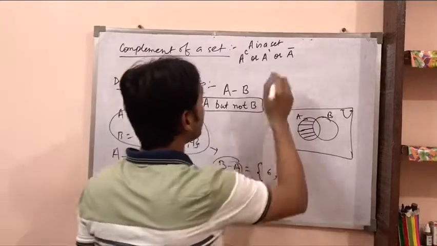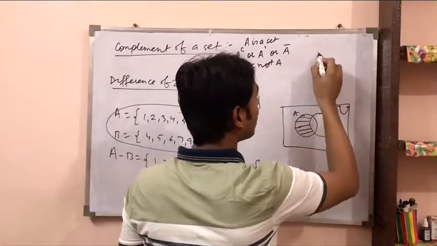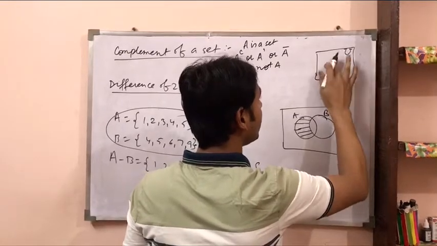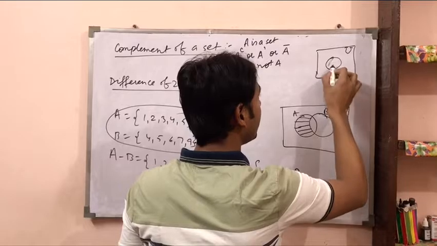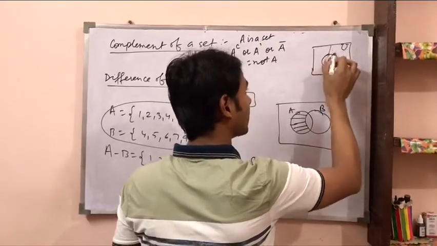What is A complement? Simply this is not A. Not A का मतलब अगर वेन डायग्राम से समझें तो this is universal set, this is set A, then A complement is not A. A को छोड़कर बाकी सारा, मतलब ये सारा.